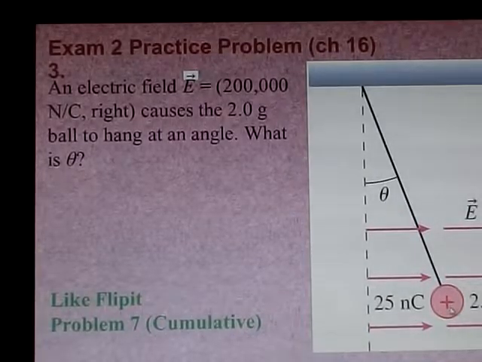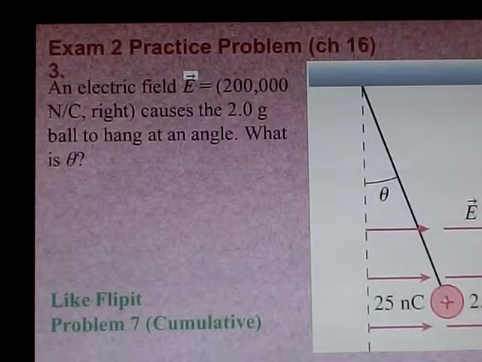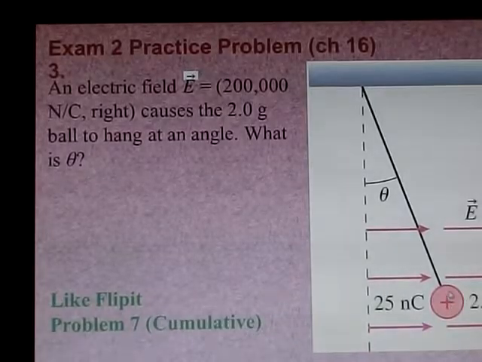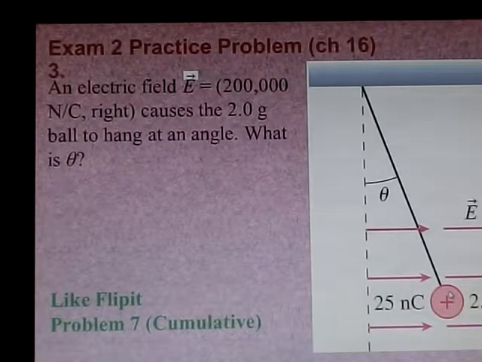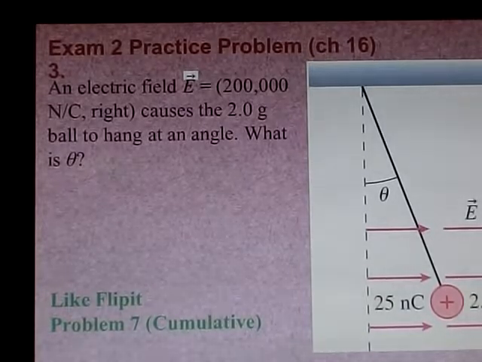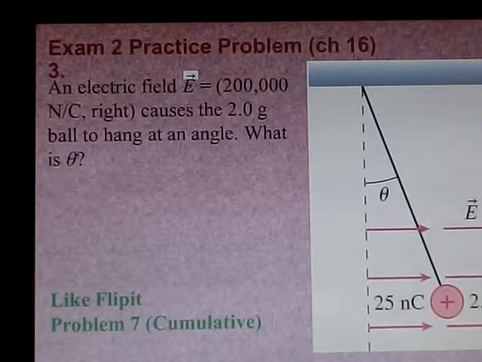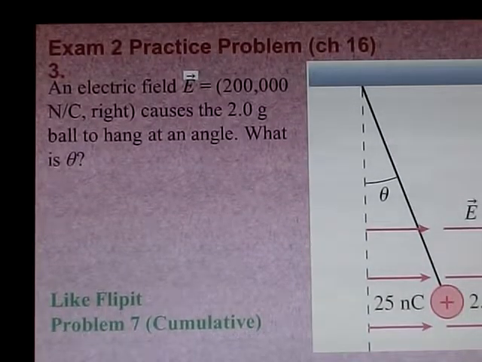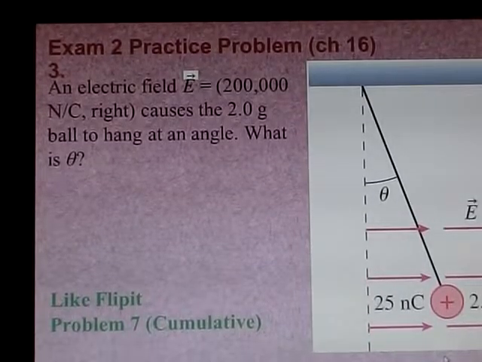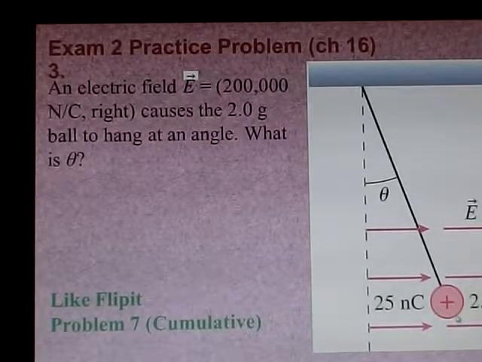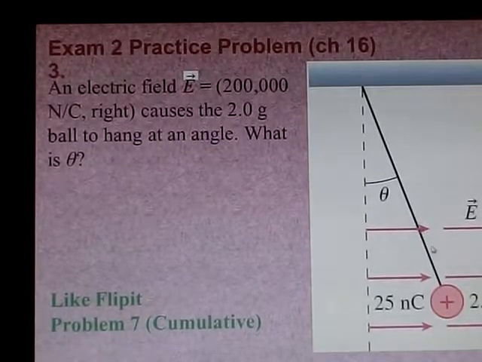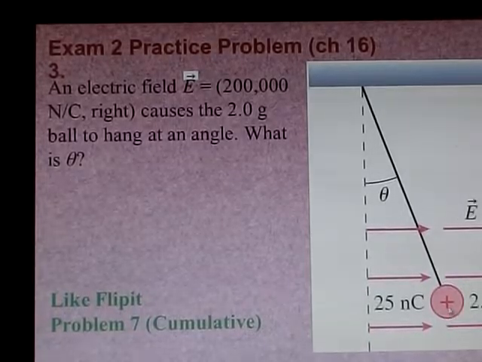Since the charge is at equilibrium, the total force on the charge is 0. But what are the forces on the charge? This is the key to understanding this problem. The forces on the charge are 3. There is tension from the string. There is gravity, gravitational force down. And of course, there is the electric force. So if you do the 3 forces, you can resolve and then obtain the angle.